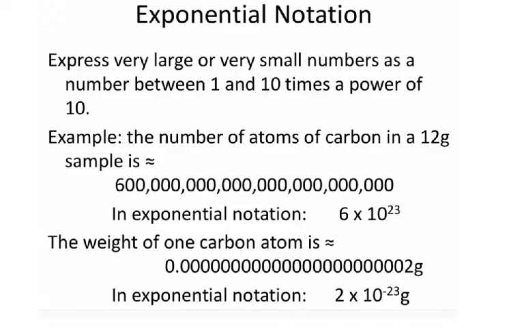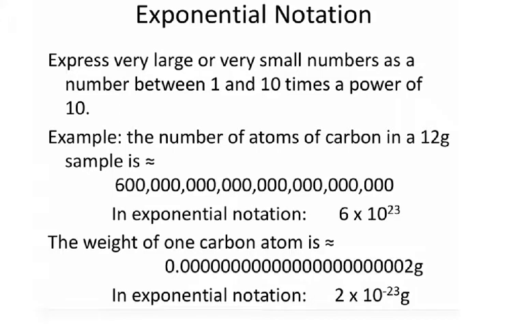Welcome to today's lesson on scientific notation, also known as exponential notation. As you can see, this is a tool where we can write very large numbers in a smaller format. The idea is to move the decimal point so that the number is between 1 and 10.